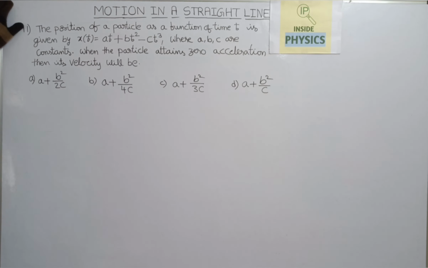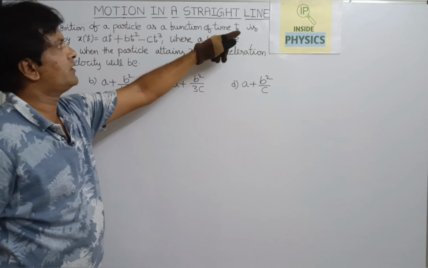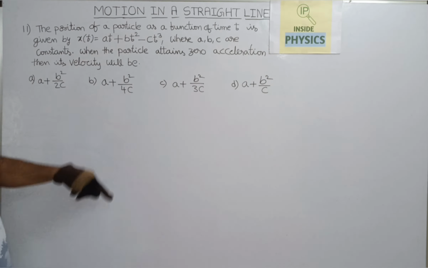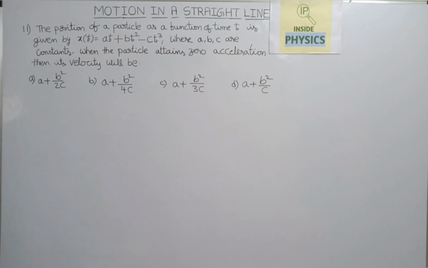Here we will see the third problem. The position of a particle as a function of time t is given by x(t) = at + bt² - ct³, where a, b, c are constants. When the particle attains zero acceleration, then its velocity will be?